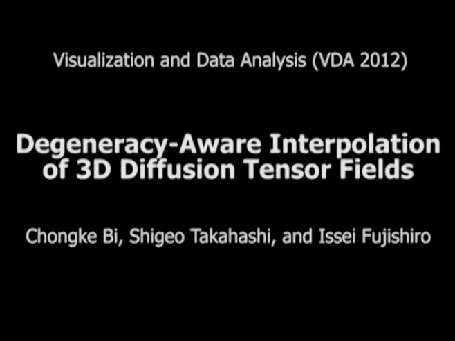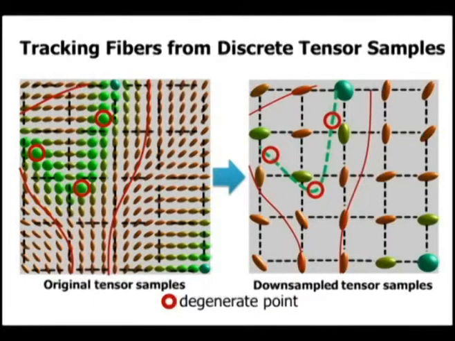In this video, we present our approach to interpreting diffusion tensor fields for tracking the underlying continuous anisotropic features. Suppose that we downsample the given tensor field as shown on the left and try to reconstruct the fiber structures inherent in this original field from the downsampled version. Note that the shape and color of each ellipsoid represent the direction and anisotropy of the corresponding tensor sample.